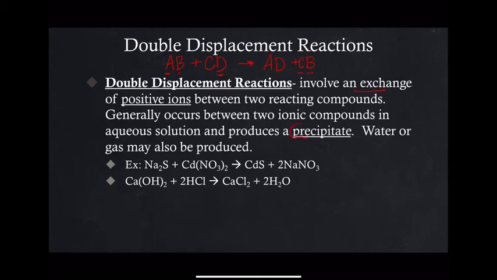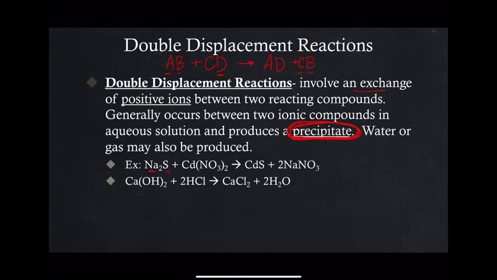Usually, these produce a precipitate. So we'll talk about that more on Thursday, what that means. A precipitate is something that doesn't dissolve in water. It's something that like floats to the top or precipitates out, okay? Sometimes water and gas can be produced in these as well. So let's look at some examples, okay?